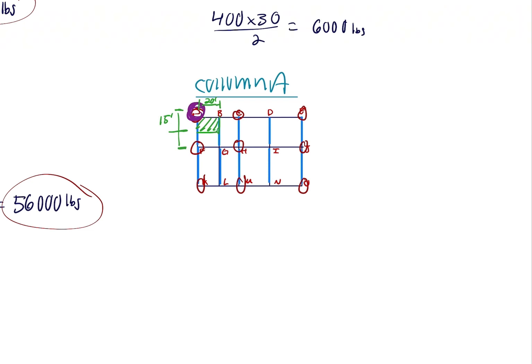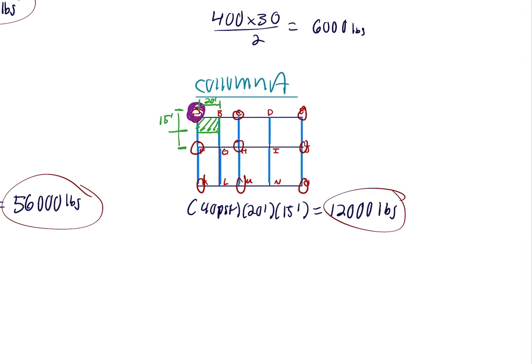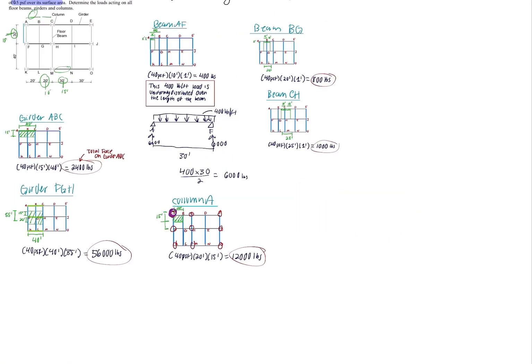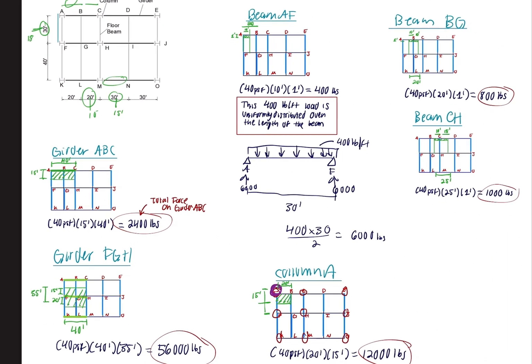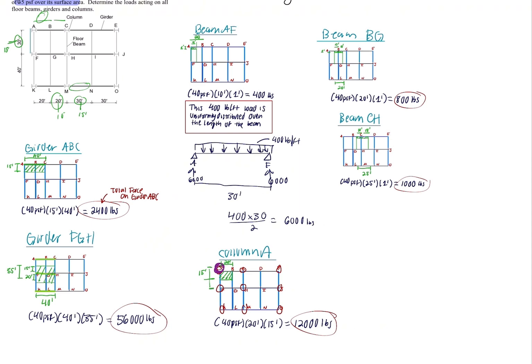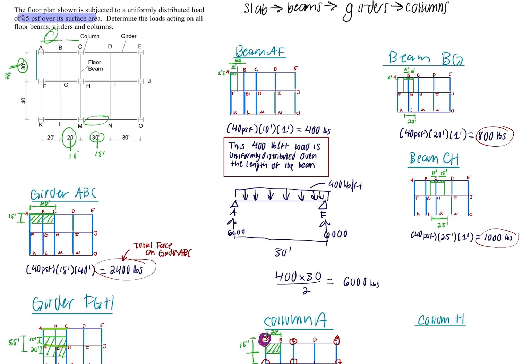So then we can move on and calculate the total force on the column A. We take the 40 pounds per square foot times the 20 feet times the 15 feet, and this will give 12,000 pounds. And this is the answer for column A. You will move on and do the same for each of the columns. I will go over one of the more complicated columns to calculate, which is column H. It's not necessarily more complicated, it can just be a little bit more difficult to see the tributary area.